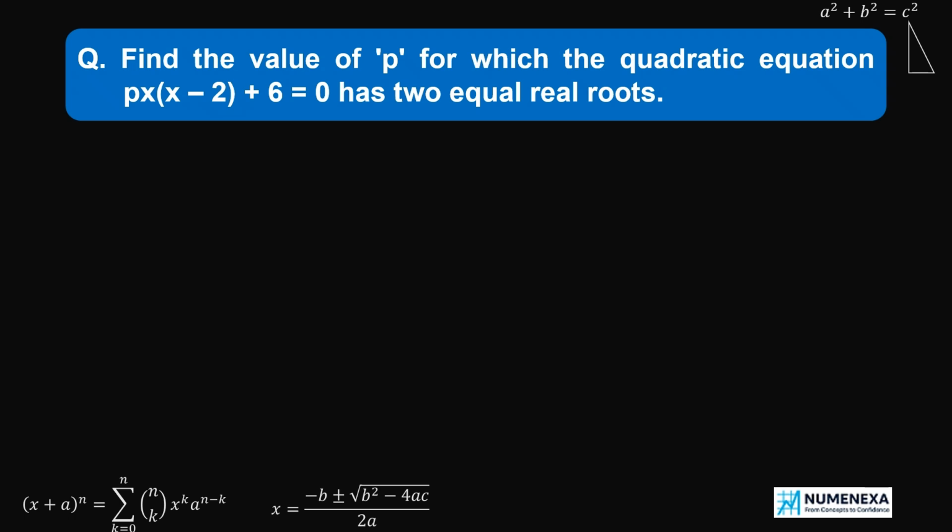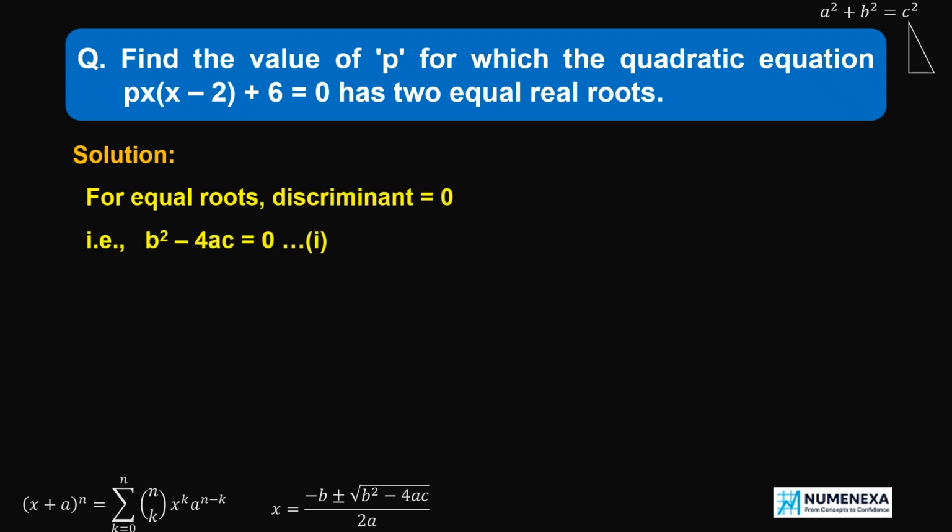Question of 2 or 3 marks. Find the value of p for which the quadratic equation p x(x minus 2) plus 6 equals 0 has 2 equal real roots. To find p for the given equation with 2 real equal roots, the discriminant D must be 0.